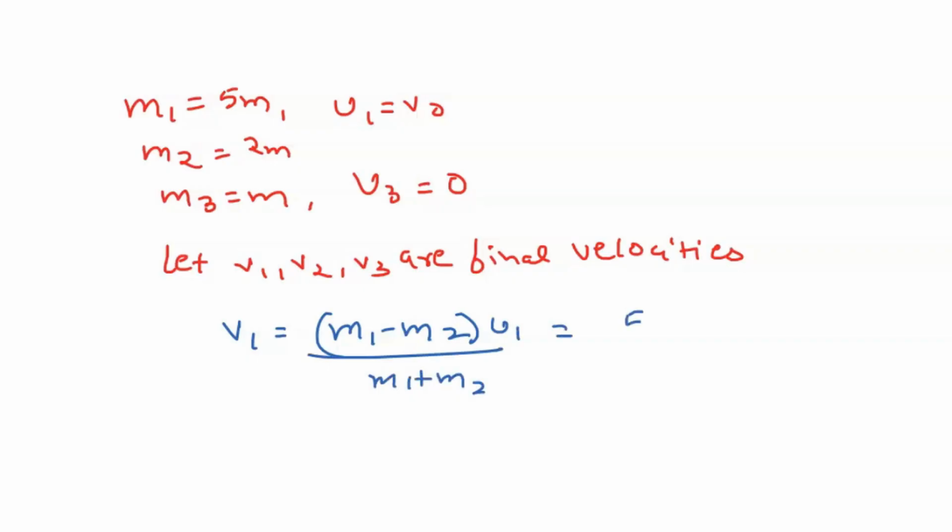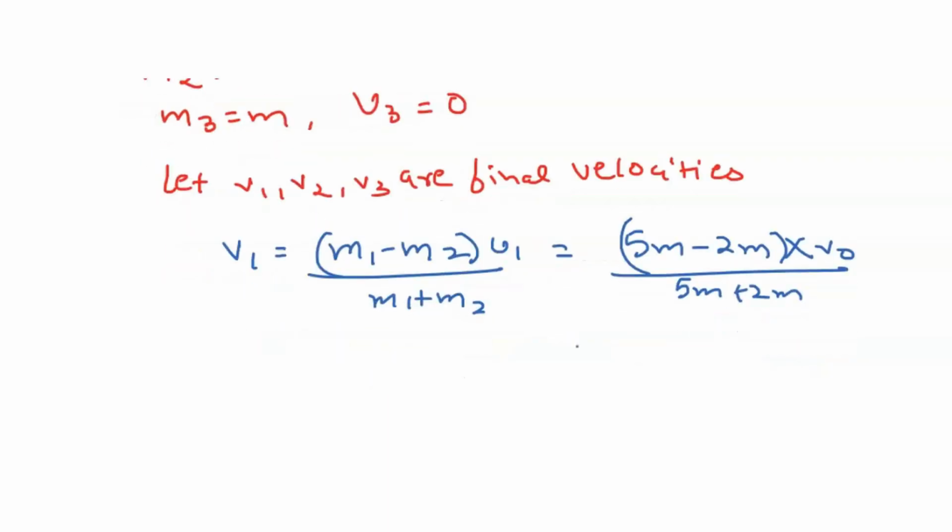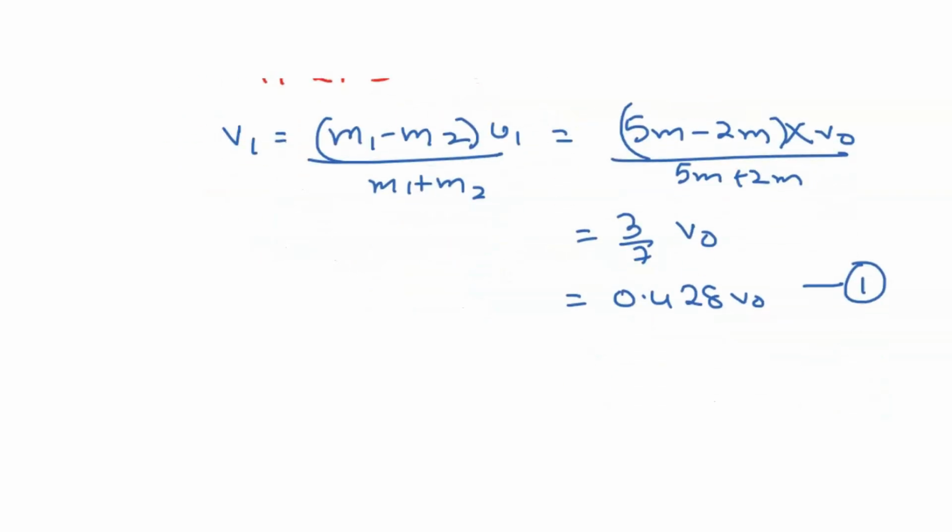So this will be equals to (5m minus 2m) multiplied by v0 divided by (5m plus 2m). So what is this equals to? This value is equals to 3 divided by 7 V naught, which is equals to 0.428 V naught. So this is our first answer, that we have to calculate, the V1.